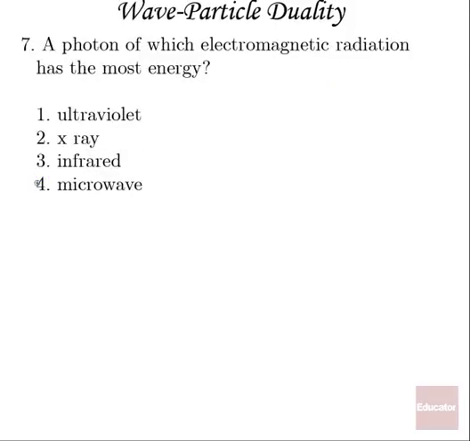Number 7. A photon of which electromagnetic radiation has the most energy? Well, it's going to be the one with the highest frequency. UV, X-ray, infrared, or microwave. I'll use the electromagnetic spectrum diagram to see that that's going to be 2, an X-ray.